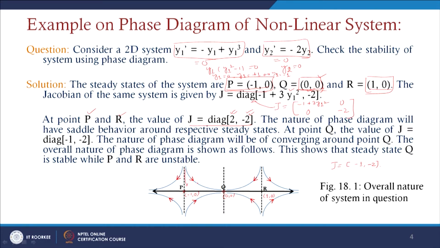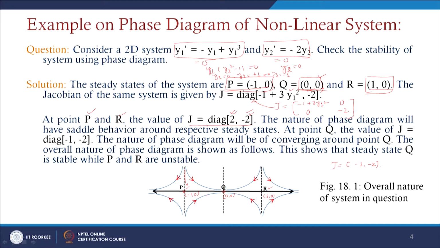This means that at (-1, 0), whenever we have a minus 2 it pushes towards that point, and whenever we have a positive value it moves away from that point. So this phenomenon occurs at both points p and r, that is (-1, 0) and (1, 0).